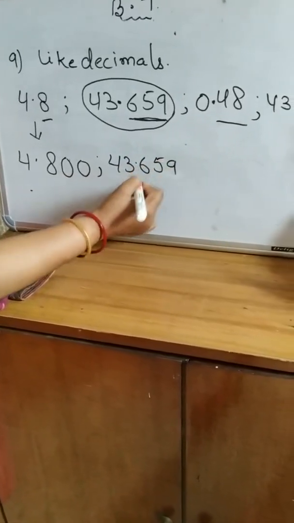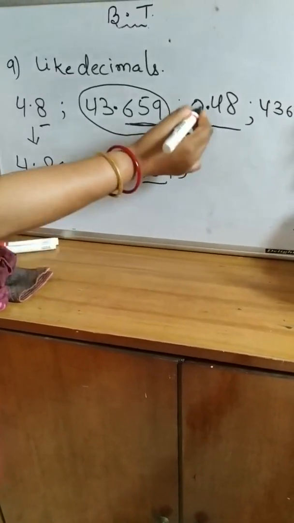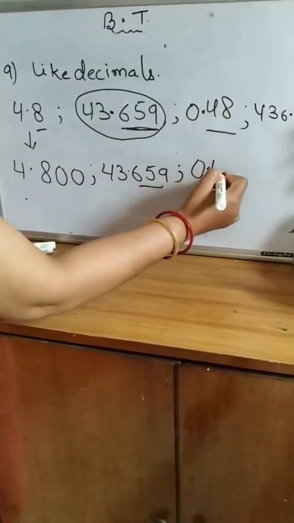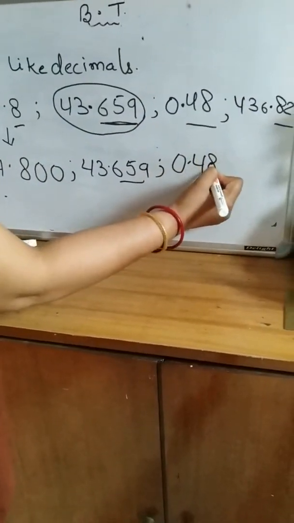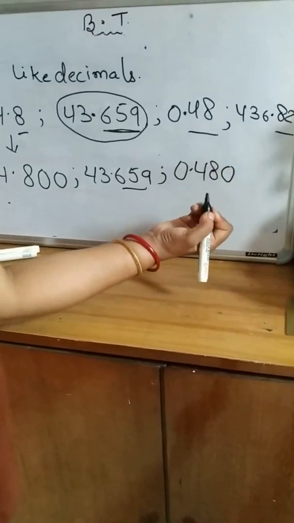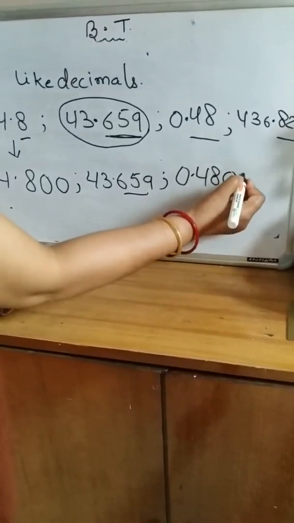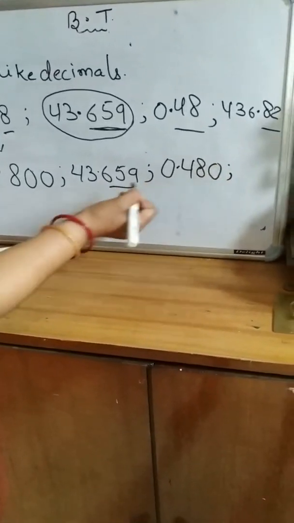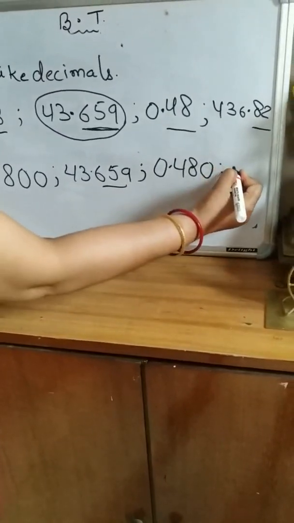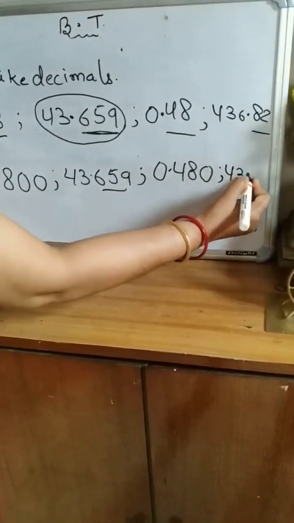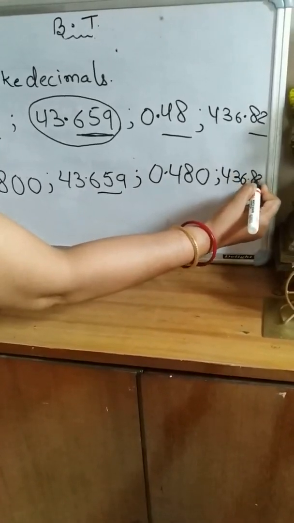Now 43.659 is already having 3 digits. Now here in 0.48, 2 digits are there. Insert a 0 to the right of 8. This value will not change, but it becomes a like fraction. It is also having 3 digits. Now 436.82.